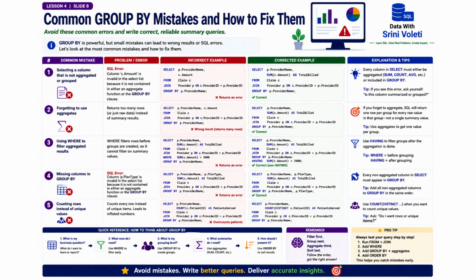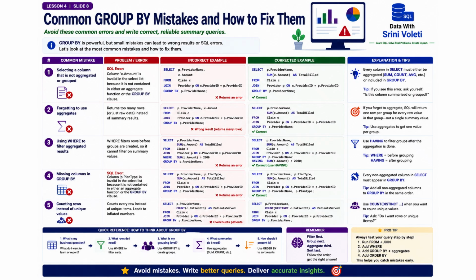Count counts rows, count distinct counts unique values. Always ask yourself, am I counting transactions or unique people? Now look at the quick reference section across the bottom.